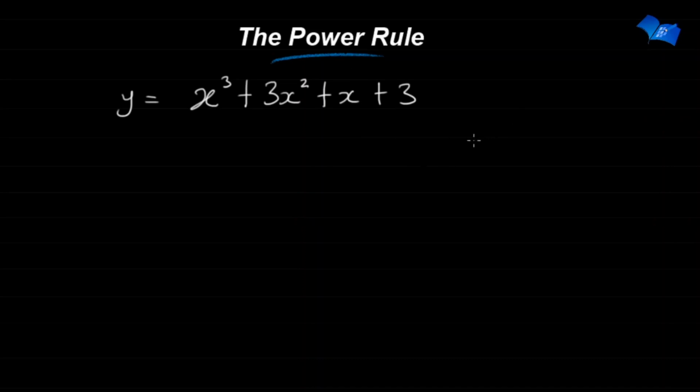Now, what is the power rule? This is the formula for the power rule. If y is equal to ax raised to power n, then dy dx will be equal to a multiplied by n x raised to power n minus 1. So this power will multiply the coefficient of x, and then you reduce the power by 1. This is the formula. So what we'll do here is that we'll apply this for each of the terms, and then string them together.